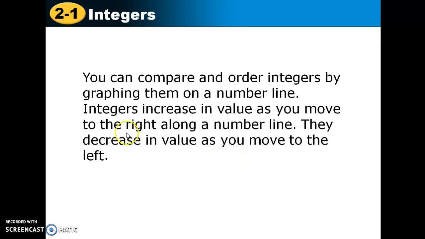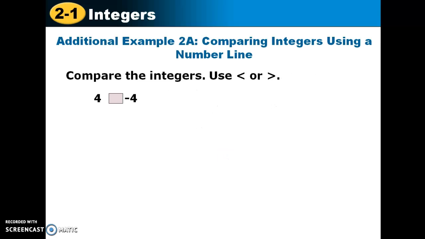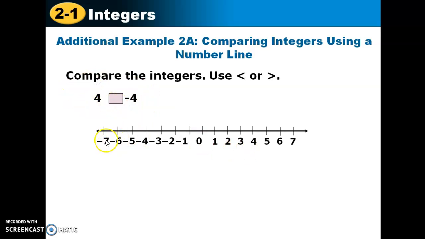Now we're also going to use the number line to compare integers. When you first start off, I would suggest using a number line, but when you get more comfortable with the numbers, you probably won't need one. So I want to compare +4 and -4. If I graph those two numbers, the one that's to the left is smaller than the one that's to the right.